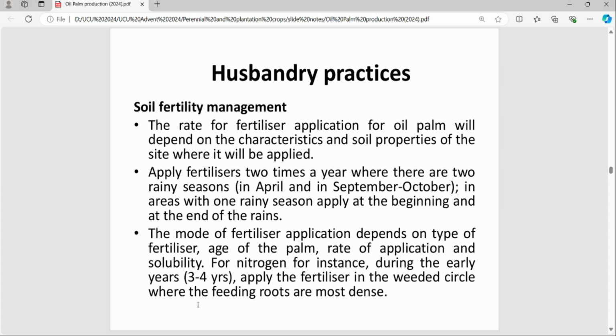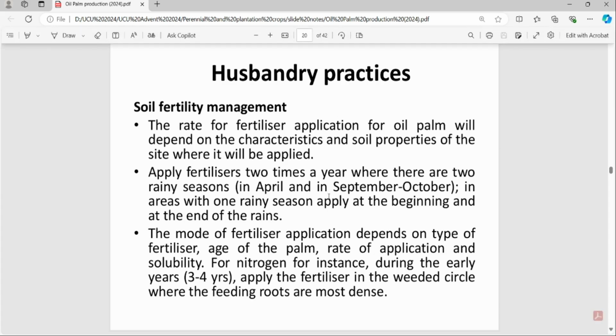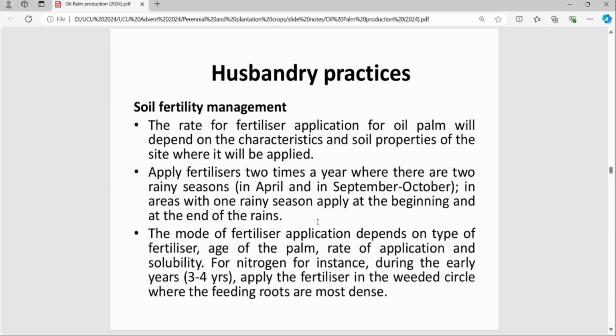So when we are applying fertilizers, it is recommended that we apply them twice a year, where we have 2 rainy seasons. And this means that we will apply in April, and we will apply again in between September and October. And in areas where we have 1 rainy season, you apply at the beginning of the rain season and at the end of the rain season.